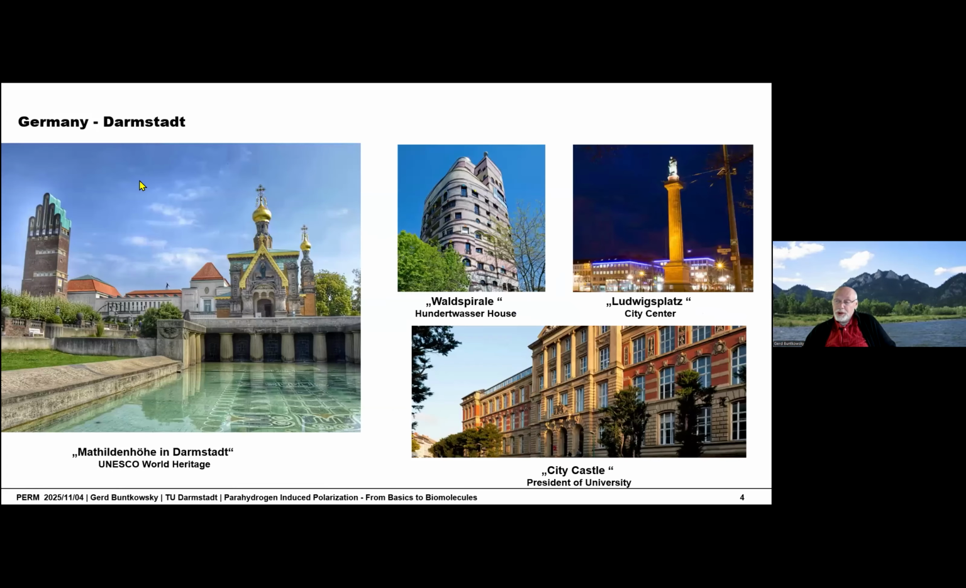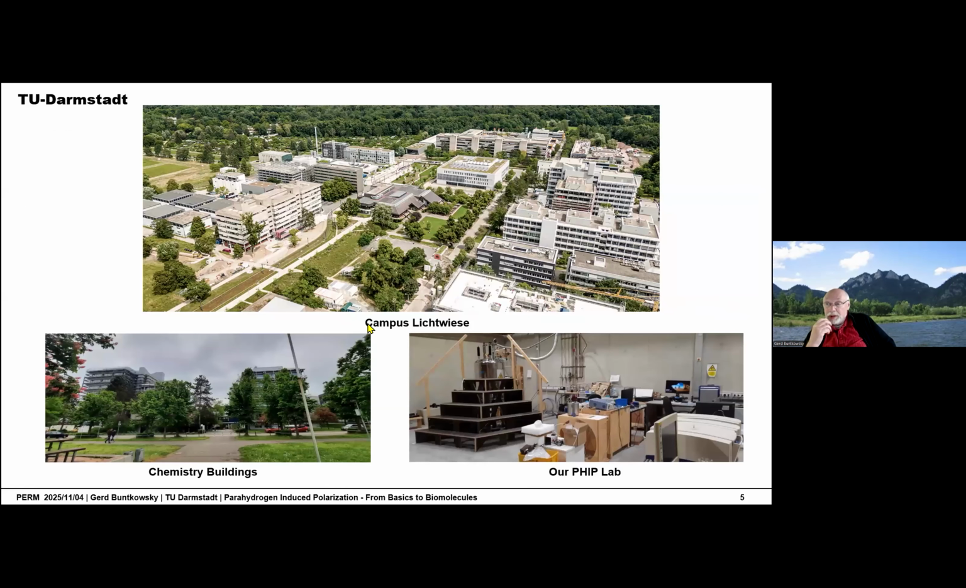And these are just some pictures from Darmstadt. So the Mathildenhöhe, the Artist quarter, this is a city castle. If you ever come to Darmstadt, visit these places, they're the most beautiful ones in the city. This here is the Technical University, and this is the so-called Campus Lichtwiese. This is a chemistry building, and here is basically our NMR lab where we're doing our experiments with parahydrogen.